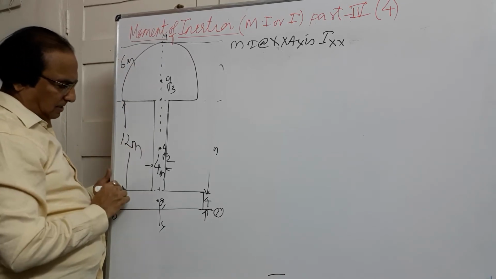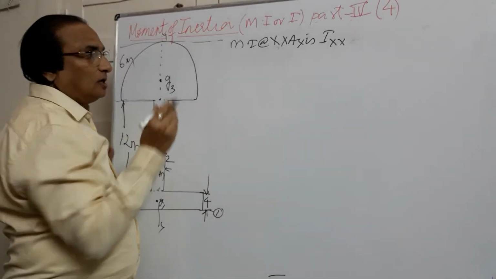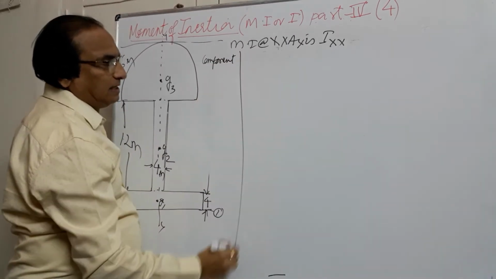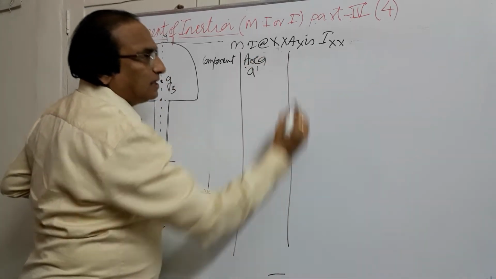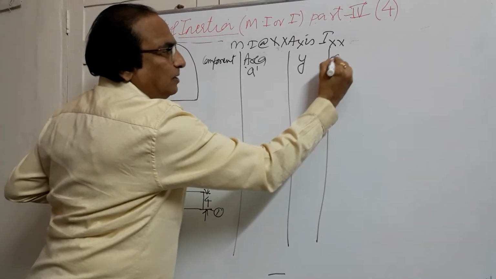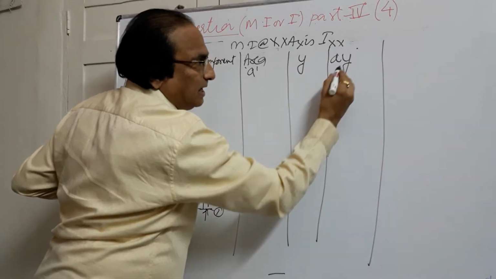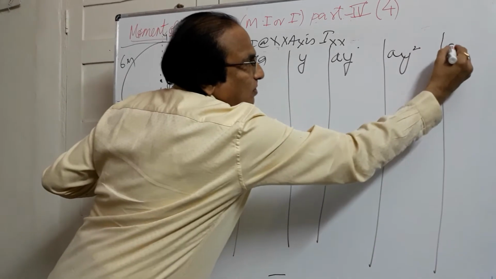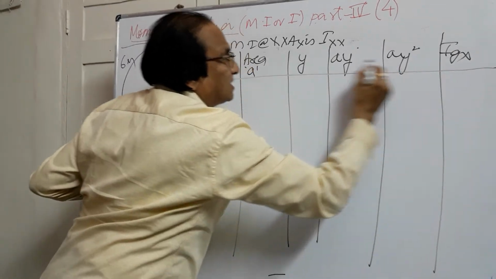I will take it on this side so that I can write it here. We need 6 columns. First is the component, second is the area, third is the distance of the centroid from 1-1. You know A, you know Y, you multiply to get AY. Once again you multiply AY with Y, you get AY square. Then we go for the moment of inertia about its own axis, about the x-axis. So we have drawn 6 columns.